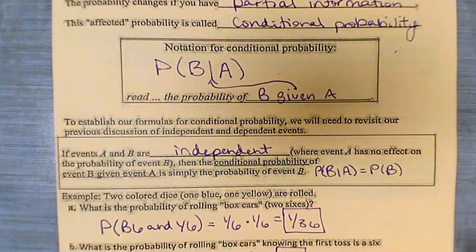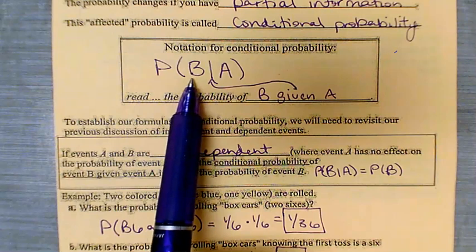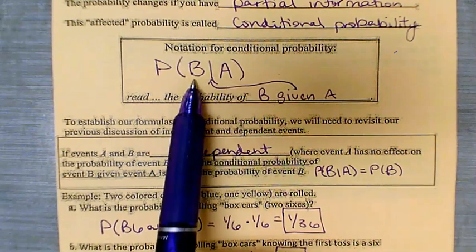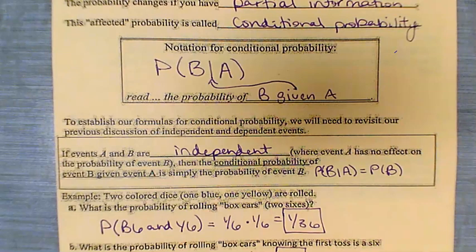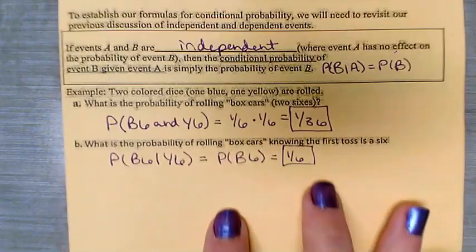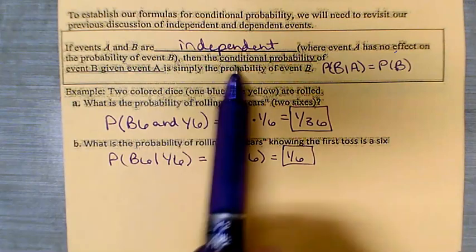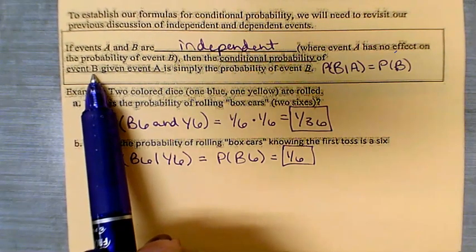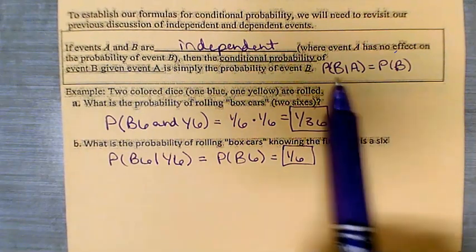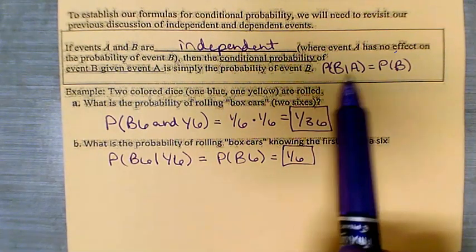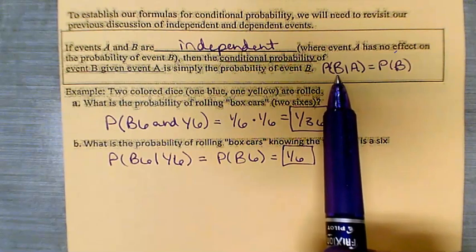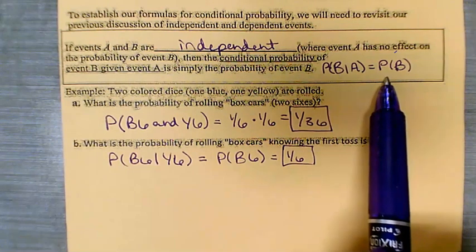The way that you write it looks like this, and the way that you read it is the probability of event B given A. So event B given that A has happened a particular way. If events A and B are independent, meaning one event does not affect the probability of the other event, then the conditional probability of event B given A is simply the probability of event B happening, because remember, A has no effect on what happens in B. So the probability of B given A is just the probability of B.